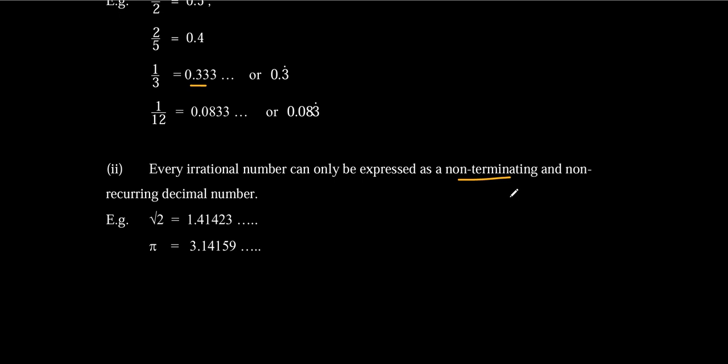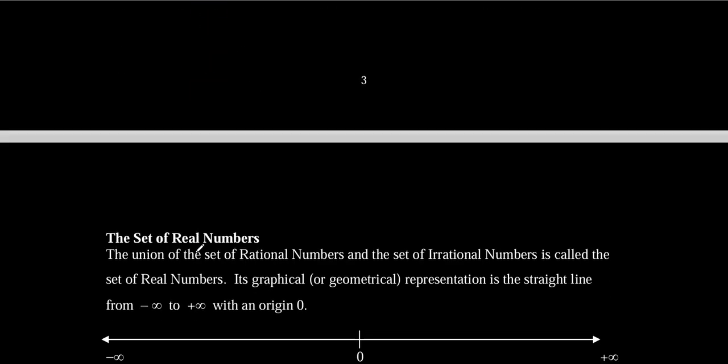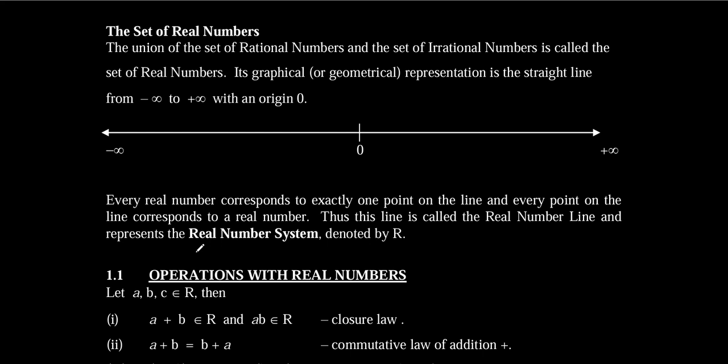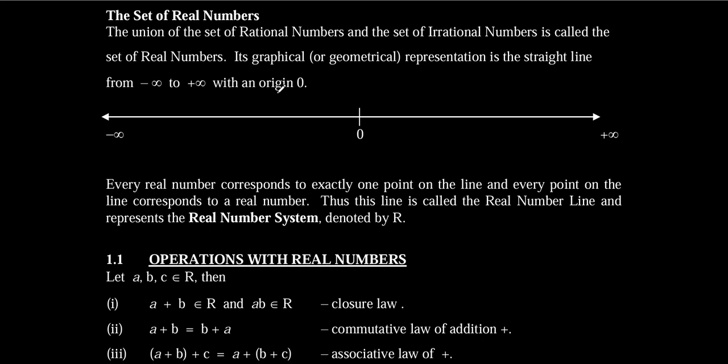You can't express an irrational number in the form of A over B. So the only way is that you can continue to write the decimal portions. It's the same thing for pi, right? Pi is irrational. Now, we are about to do the set of real numbers proper. When you combine the set of rational numbers with the set of irrational numbers, you get real numbers.